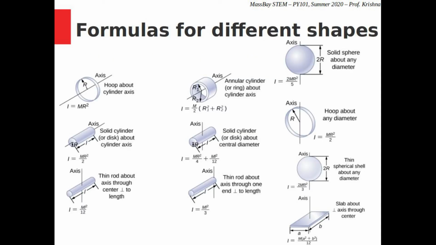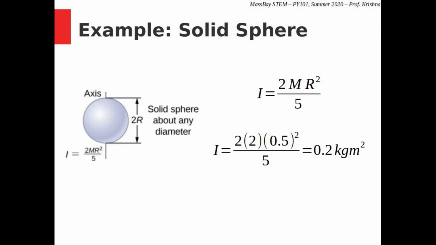It's possible to use techniques of direct integration, but to save time, we could more easily use a table like this. Each shape has its own moment of inertia, and it's easy to calculate based on its mass and other geometric factors. This table is reproduced in your textbook. For instance, if you have a solid sphere of mass 2 kilograms and radius 0.5 meters, you could just plug that information into the equation for moment of inertia of a solid sphere, 2mr squared over 5. Solving, this would give us 0.2 kilogram meters squared.